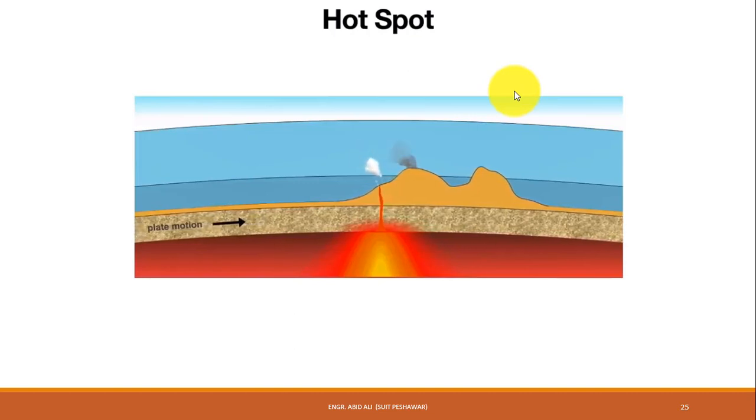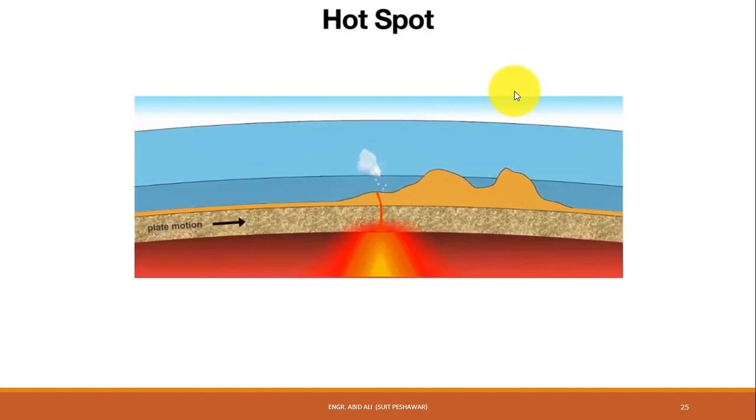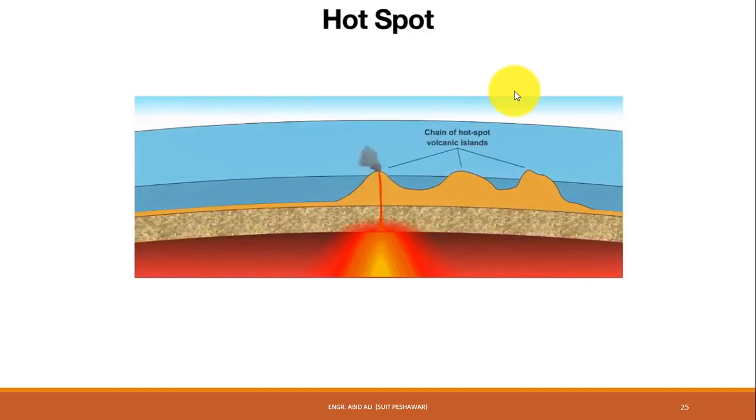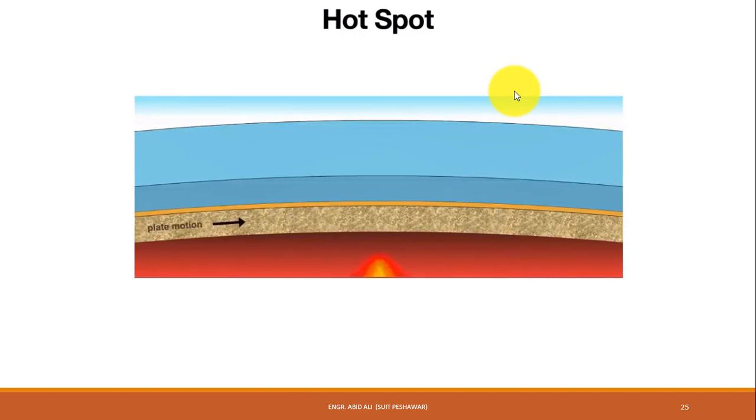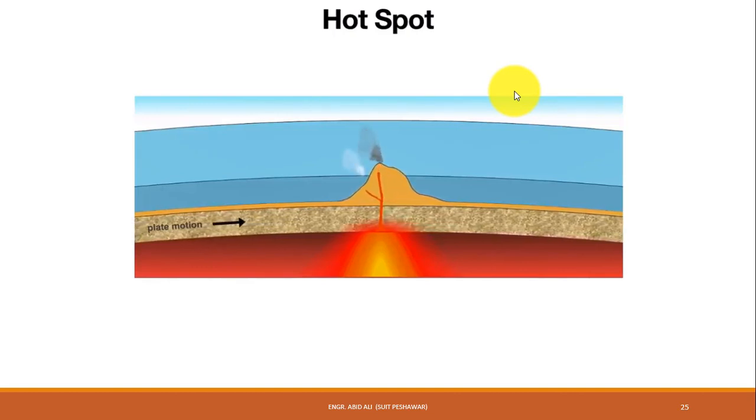So what you end up with is a chain of islands, if it's happening in the ocean, with one active volcano over the hotspot and then a chain of extinct or dormant volcanoes extending away from it. What's cool about this is that the extinct volcanoes tell you the direction that the plate is moving. That's pretty much, in a nutshell, the content that we need to know for this chapter. You will be learning a lot more about it in the coming class, inshallah.